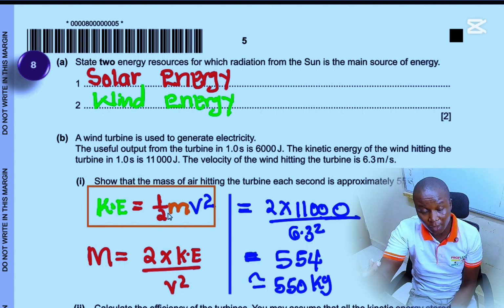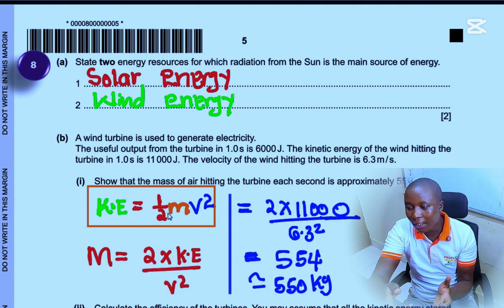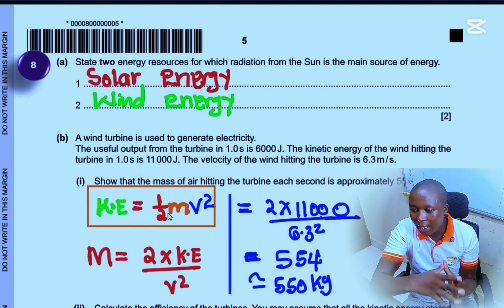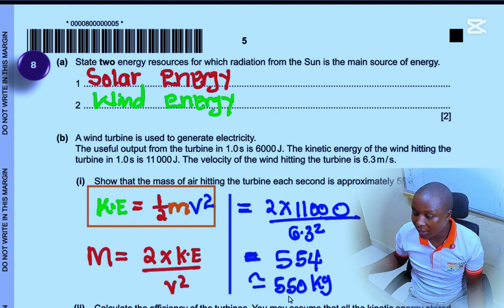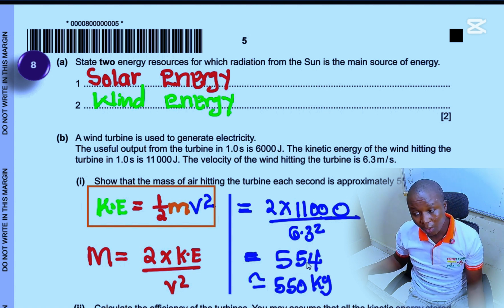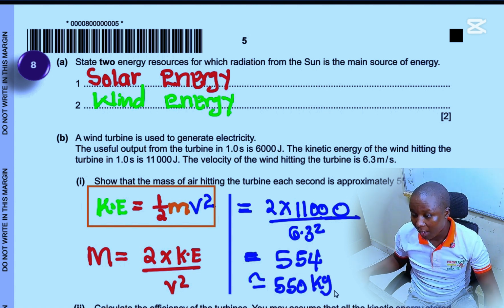So meaning you are going to use the formula kinetic energy equals a half mv squared, as stated here in the formula. And then you are going to substitute kinetic energy is 11,000. Then we are going to make m the subject of the formula, so that our answer becomes 554, which is actually rounded down to 550 kg.